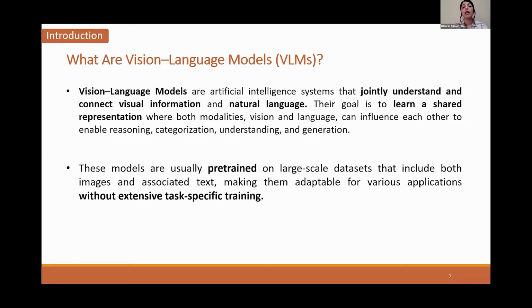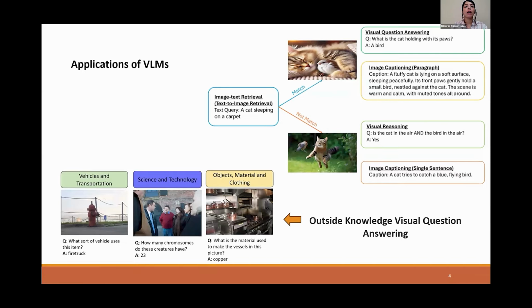Actually, these large vision language models are usually pre-trained on really large scale training data. This large scale training data makes them able to be utilized on different applications with a really light fine-tuning process, or even without any fine-tuning or adaptation. And we will talk about it in more details in the next few slides. Let's have a look at different applications of VLMs.